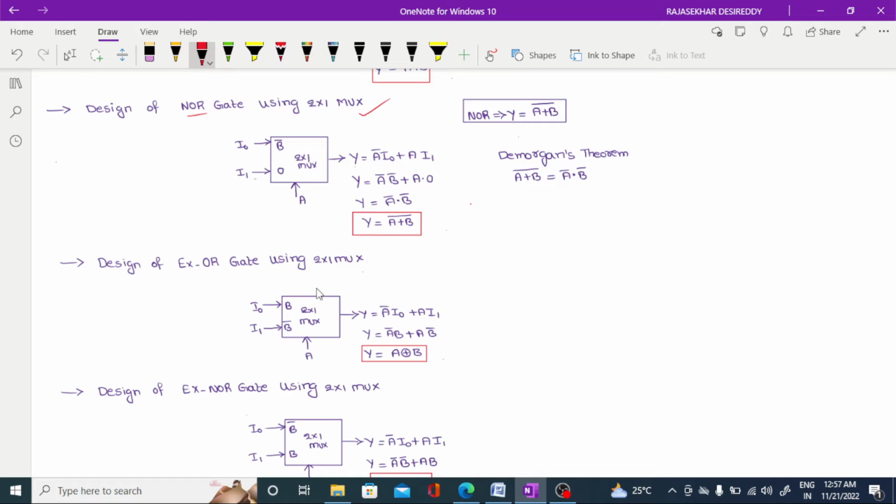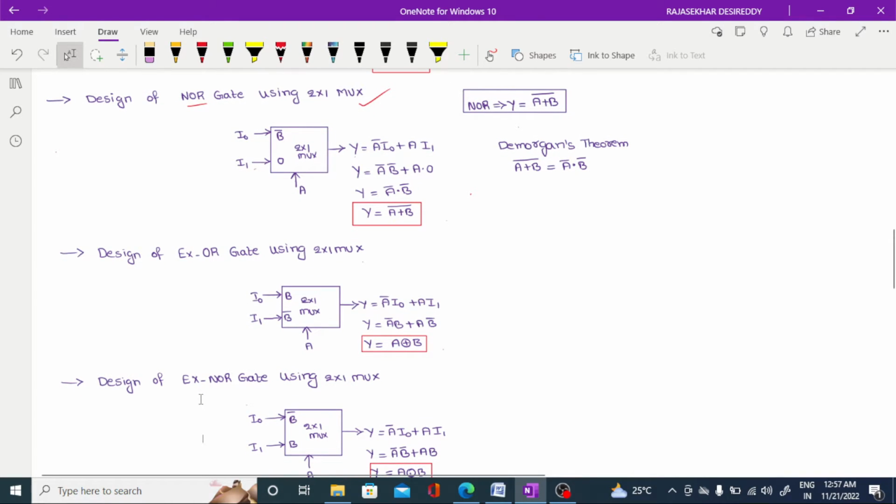Next, the last two, observe the special gates also, XOR and XNOR gate. First observe this XOR gate using a 2 by 1 mux. One input is b, I0 is b. Observe here, I1 I am giving b bar, and my selection line is always the same, A, for all these gates. My selection line input is always A, and my inputs I am changing, like sometimes 0 and 1, 1 and 0, and B, or 1 and B bar, like that.